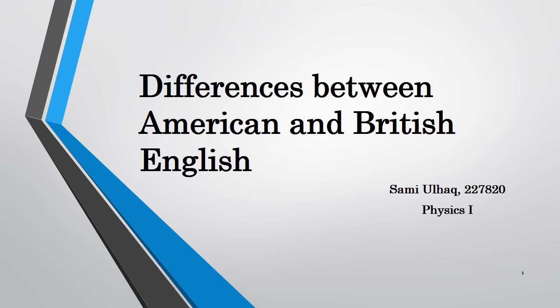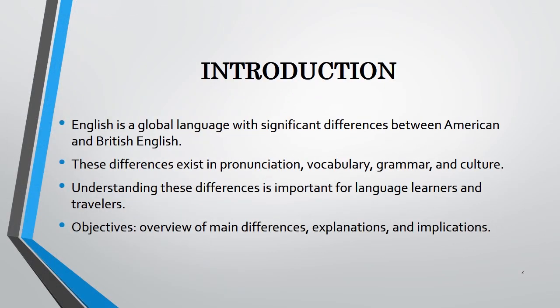on the topic of the differences between American and British English. English is a global language that is spoken in many different countries around the world. However, the English language has evolved differently in different regions, resulting in significant differences between American and British English. My presentation will focus on the main differences in pronunciation, vocabulary, grammar, and culture between American and British English. I will provide explanations for these differences and their implications for language learners and travelers.